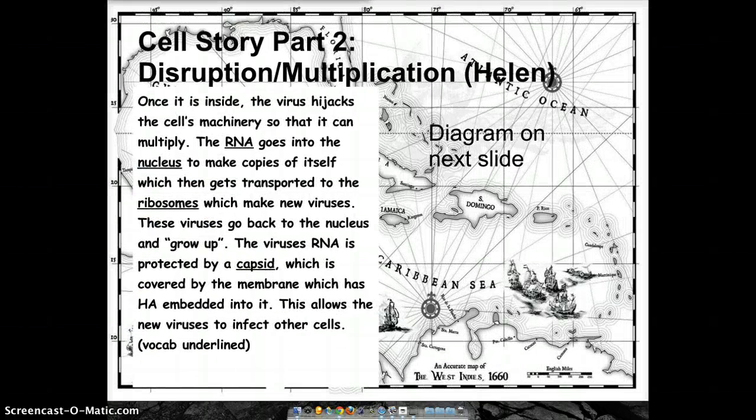Cell story part 2, disruption and multiplication. Once it is inside, the virus hijacks the cell's machinery so that it can multiply. The RNA goes into the nucleus to make copies of itself, which then get transported to the ribosomes, which make new viruses. These viruses go back to the nucleus and, quote-unquote, grow up. The virus's RNA is protected by a capsid, which is covered by the membrane which has HA embedded into it. This allows the new viruses to infect other cells.